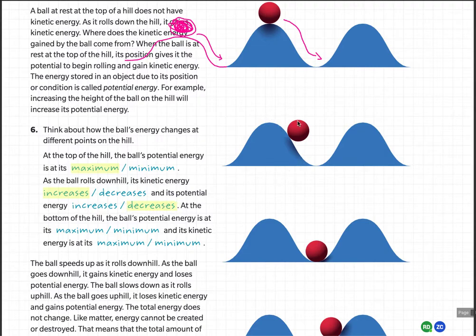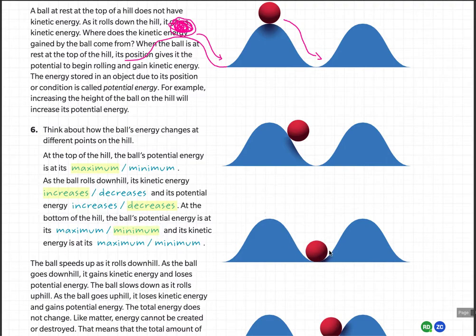Because as it goes down the hill, right, imagine you're rolling it down the hill, it's going to start speeding up, right? And it's moving more. That's more kinetic energy, but its potential energy is also decreasing. So it's kind of a balancing act. As one goes up, the other goes down. And at the bottom of the hill, the ball's potential energy is at its minimum, right?